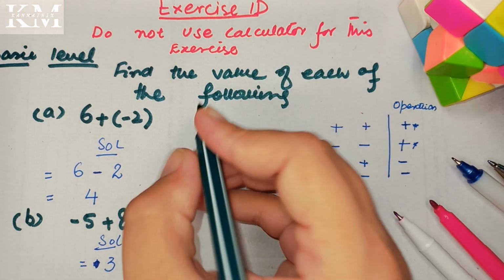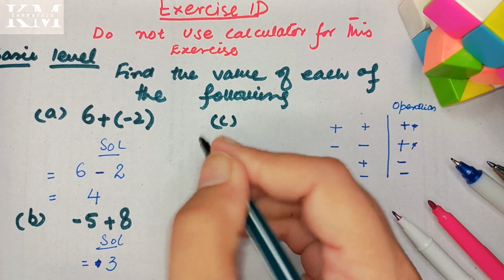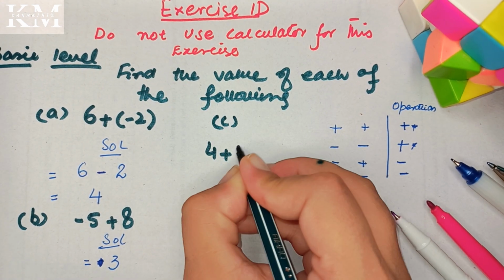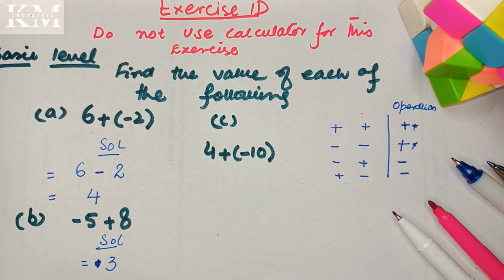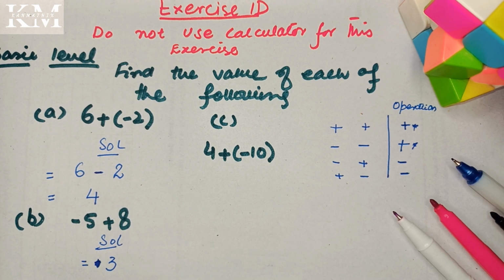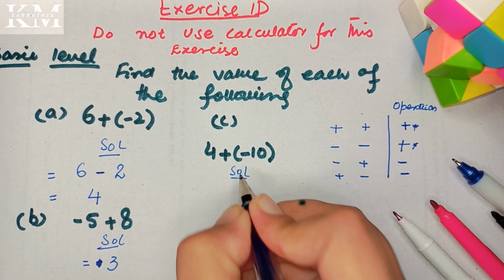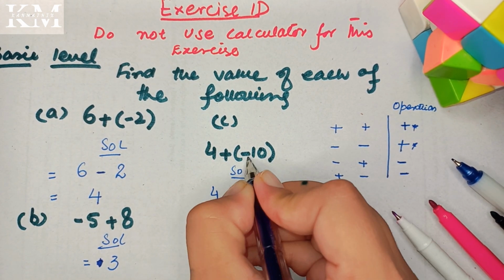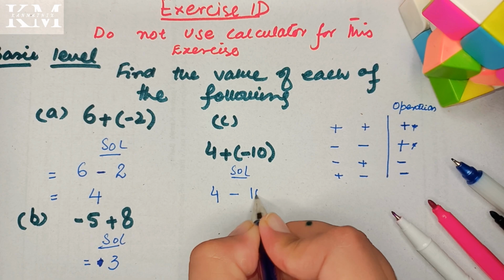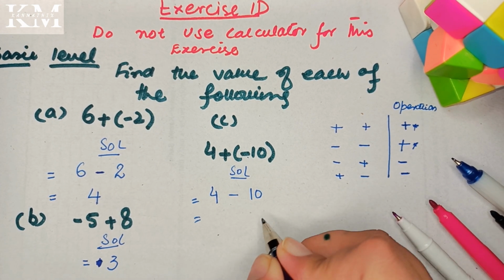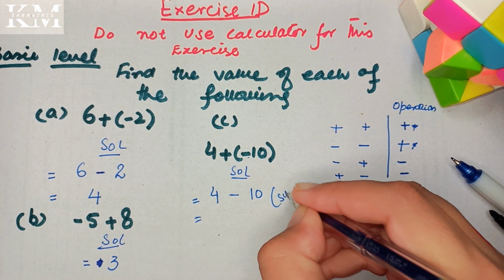Okay, the next one, that is the C part, which is 4 plus minus 10. Okay, it's also similar to the first one. So you have to focus on the bracket first. Plus minus, that alternate sign, it will give you the minus, mean you have to perform the operation. Which operation will be performed here? Subtraction.